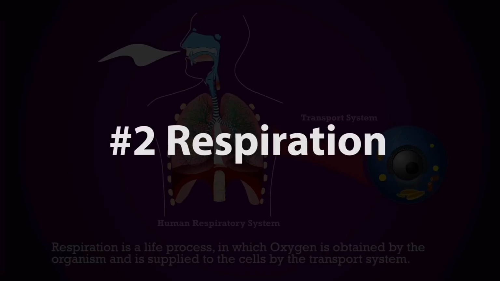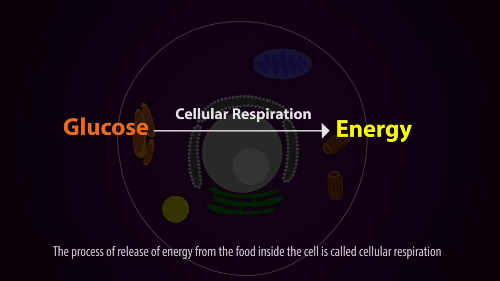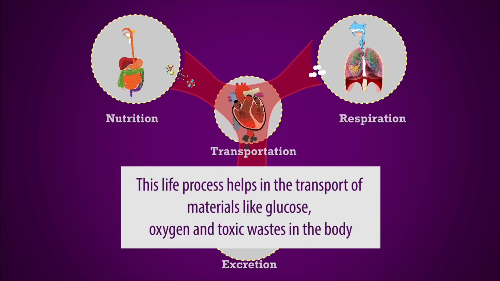The second process is respiration. In this process, organisms obtain oxygen from their surroundings and release carbon dioxide out of their bodies. Respiration also releases energy from the food molecules like glucose. Third life process is transportation. This process helps in the transport of useful materials like glucose, oxygen, and toxic materials like carbon dioxide, urea, etc.